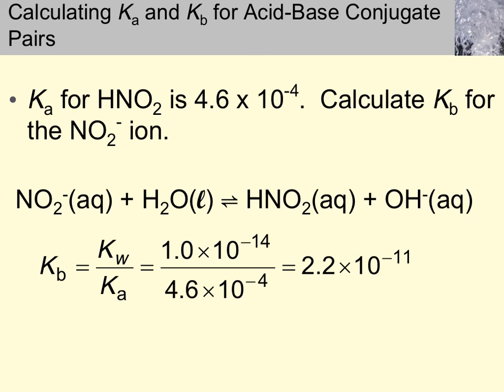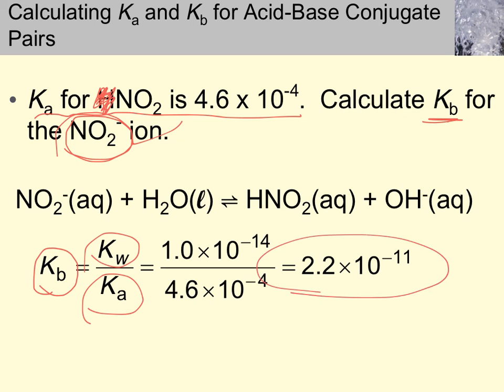Here's a simple application of that. They give you Ka, and remember only weak acids and bases have Ka and Kb. They ask you to find Kb, and of course the Kb would have to be for the conjugate base of the original acid. Remember how you get the conjugate base? You just take away a hydrogen ion. And so how do you get that? Well, Kb is Kw divided by Ka. There you go.